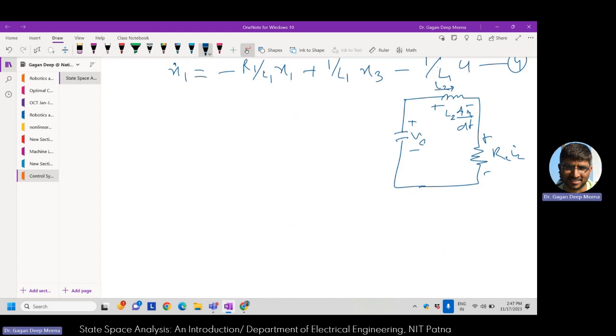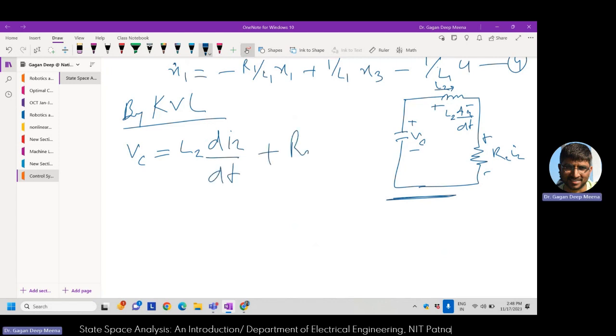So by again KVL, I can write the equations, and I know that VC is my voltage across the capacitor. So by applying KVL in this particular figure, I'll get the equation as VC is equal to L2 di2 by dt plus R2 I2. So that's my equation number 5.